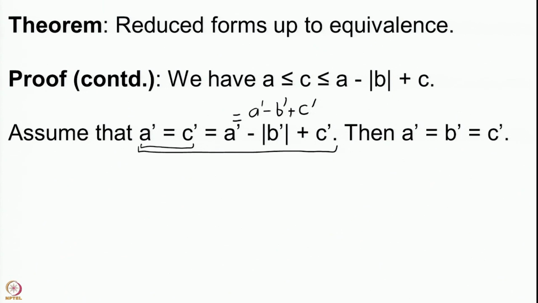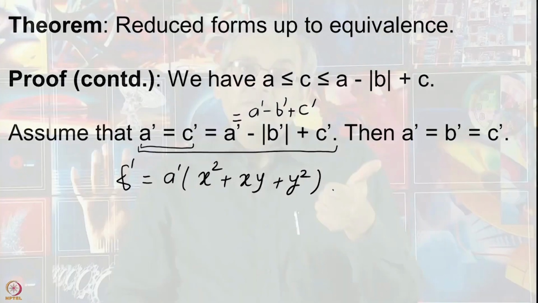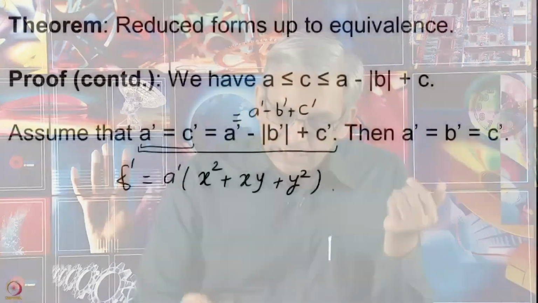Now, we come to the form where our form F prime reads A prime into x square plus xy plus y square. We know that these 3 values A prime is equal to A. So, the values taken at F prime at the integers plus minus 1 comma 0 is equal to A. A prime is A.